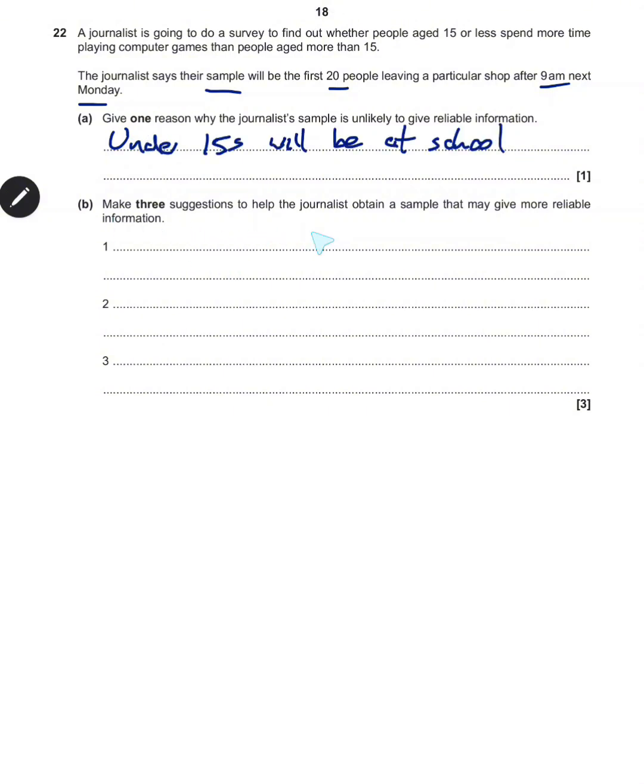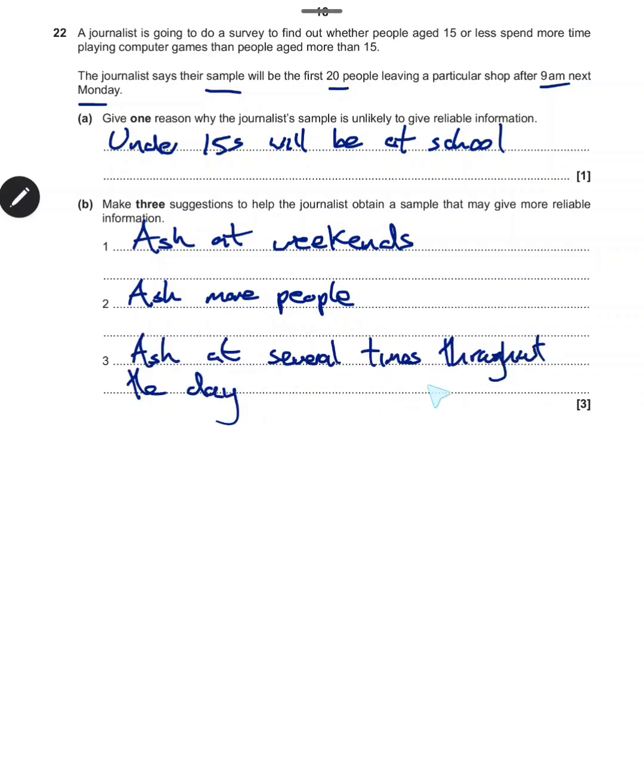Then we're just asked to make 3 suggestions that could provide more reliable information. So I'll just detail these now. Ask at weekends when everyone's available. Ask more people. 20 people is not a lot of people to be conducting a survey. And ask at several times throughout the day. Younger people tend to get up later than older people, so if you ask at several times throughout the day, you're likely to hit a more varied amount of people.